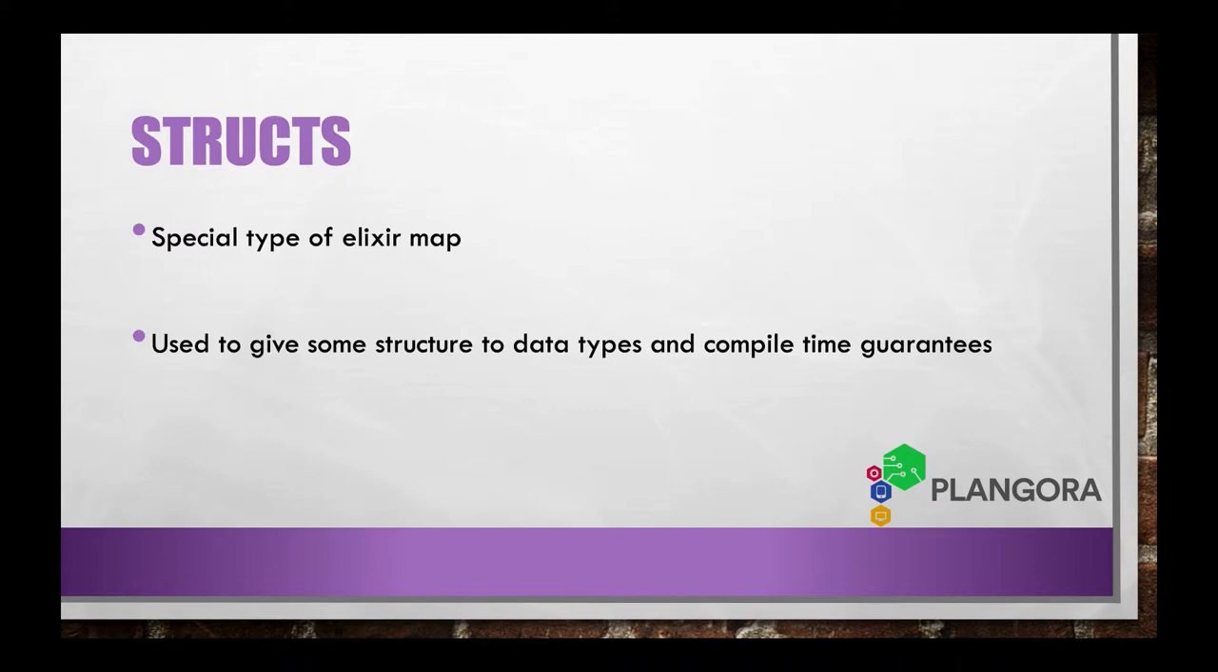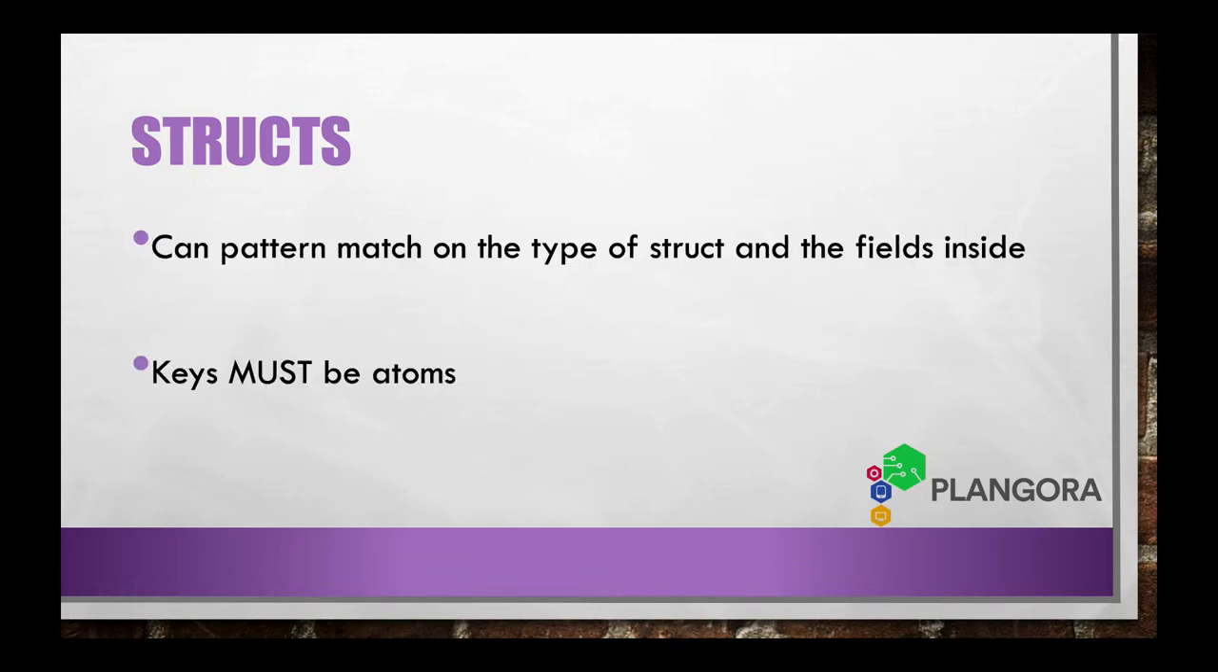The reason people use structs so much is that they give you certain compile time guarantees. I can also show you that as we go on. Because structs are maps, you can also easily pattern match on the type of struct. That's because it has that __struct__ key on it. Behind the scenes, you're pattern matching on that key, and then on the value it points to, which is just the module name, which in turn is the type of struct it is. And as I said before, keys must be atoms for them to be considered a struct.